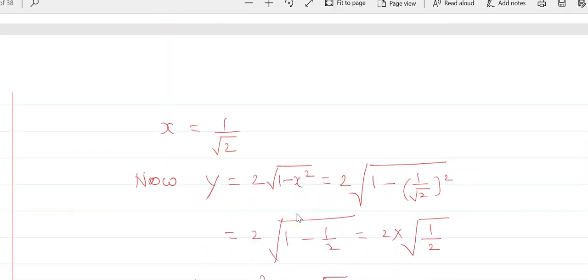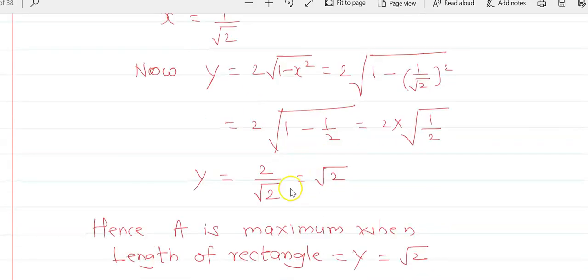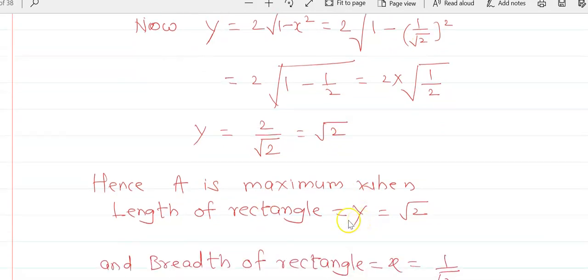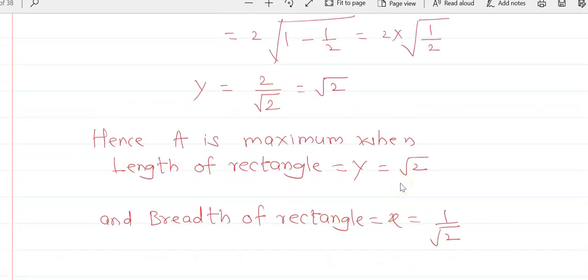And now what is the value of y? y is equal to 2 square root of (1 minus x square). Again, if we simplify, the value of y comes to 2 upon root 2, that is equal to root 2. Hence, A is a maximum when the length of the rectangle y is equal to root 2 and the breadth of the rectangle x is equal to 1 upon root 2.